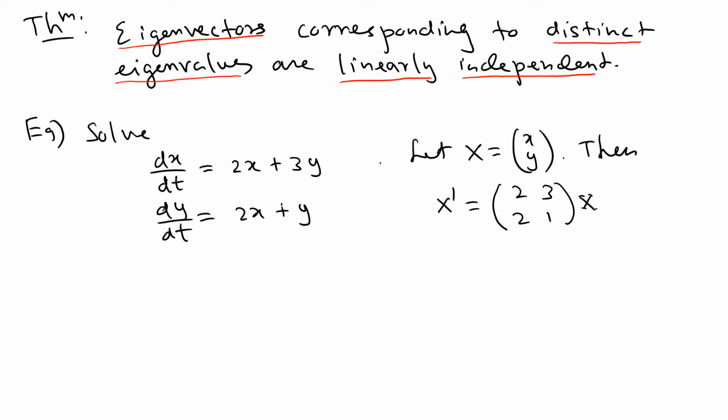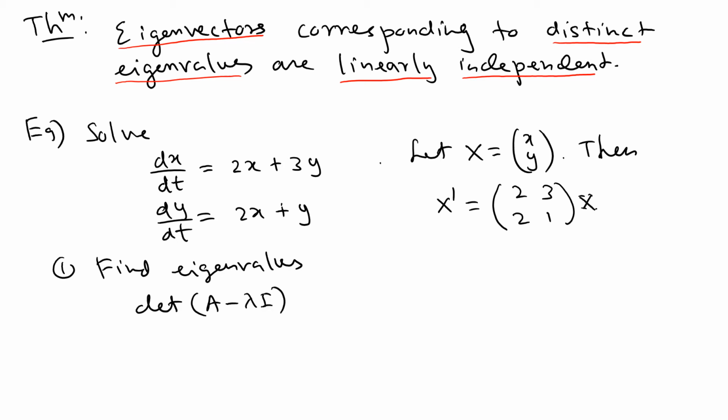So now the steps are, we're going to find eigenvalues first. So the first step, find eigenvalues. To do that, we're going to look at the determinant of A minus lambda I. That means we subtract lambda from the diagonal entries. So it is 2 minus lambda, 3, 2, 1 minus lambda.